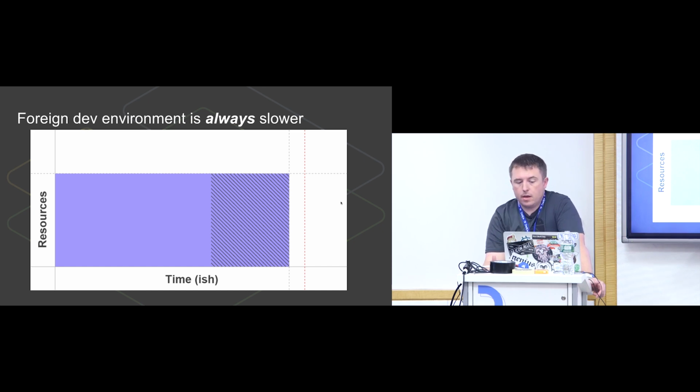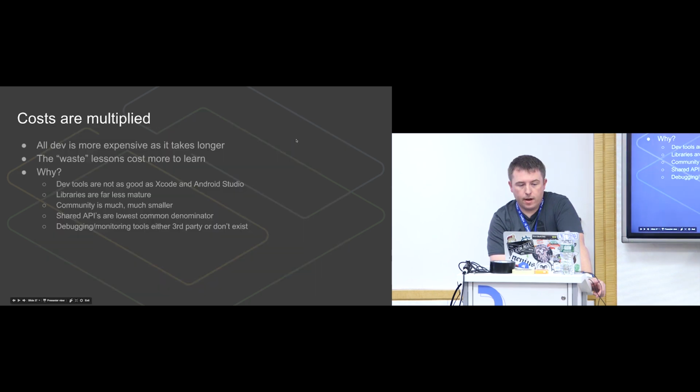It just takes more time, right? So the hashed lines here are the extra time it would take to build the equivalent thing. So the point here: all dev takes longer. Tools and libraries are far more mature. There's much less of a community, so you can't get support. The debugging and monitoring tools aren't as good. The screens, especially in something like React, are lowest common denominator.